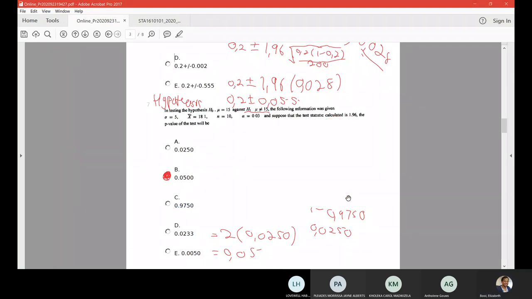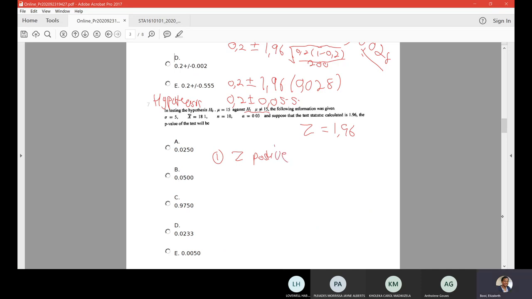Let's delete all these values. So they gave us Z is 1.96. Since Z is positive, number one, when Z is positive, we're going to say 1 minus the value we find on the table, especially when we're doing a two-tail test. And then step number two, to find the p-value, we're going to say 2 times our 1 minus the table value that we have.